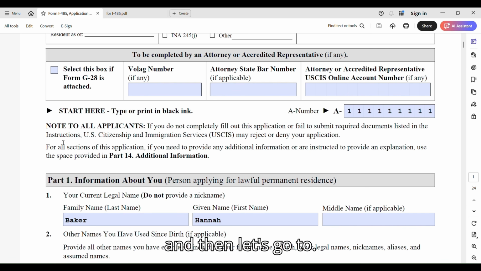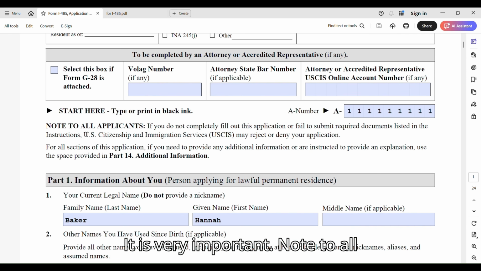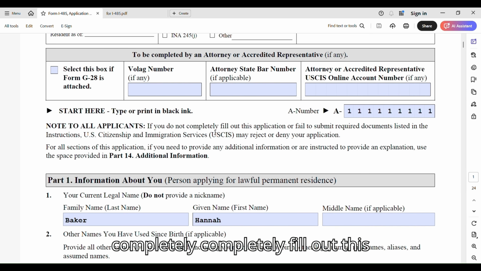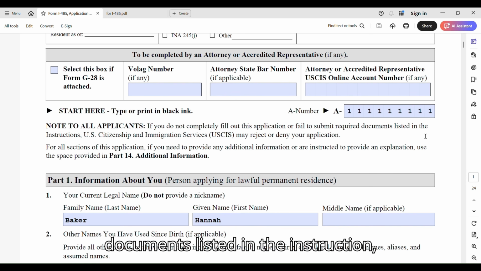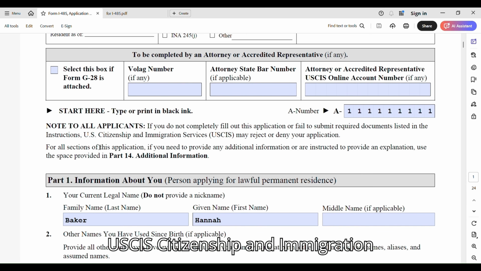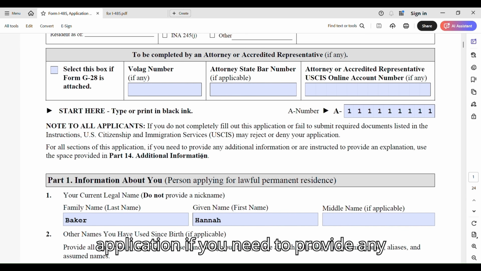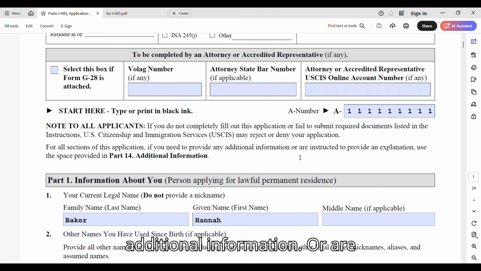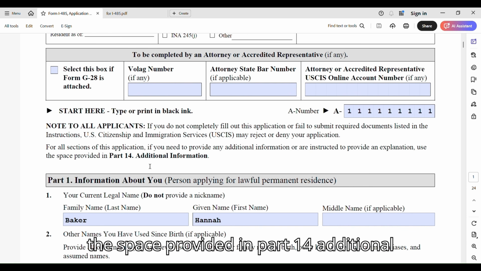And then let's go to this note right here. You must read it. It is very important. Note to all applicants: if you do not completely fill out this application or fail to submit required documents listed in the instructions, U.S. Citizenship and Immigration Services may reject or deny your application. For all sections of this application, if you need to provide any additional information or are instructed to provide an explanation, use the space provided in Part 14, Additional Information.